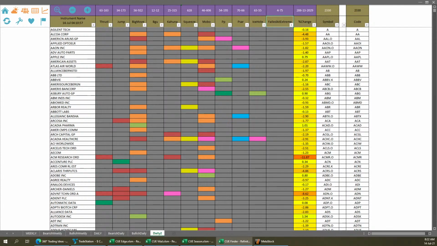I am using these alternate signals recently. I have not used them extensively. Let's look at some of the stocks with red candle high.